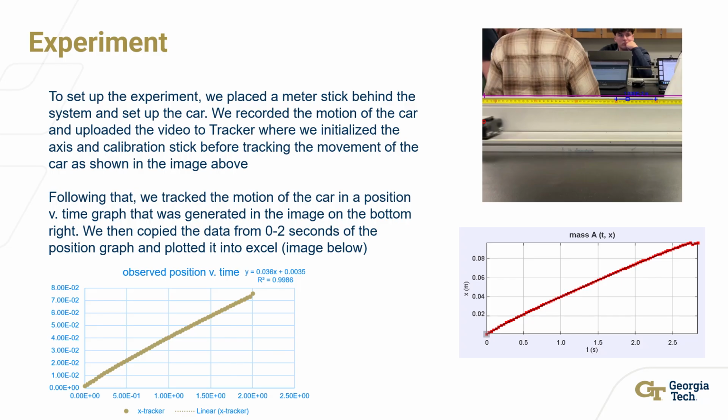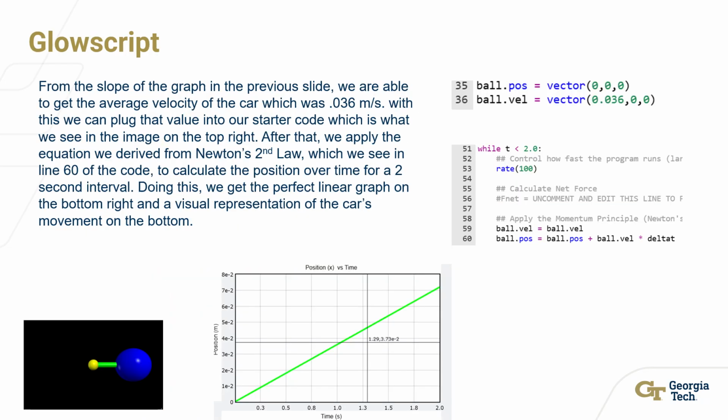We then transferred the data from 0 to 2 seconds to an Excel file where we observed the slope of the graph, which is 0.036. From the slope of the graph, we are able to get the average velocity, which is 0.036 meters per second.